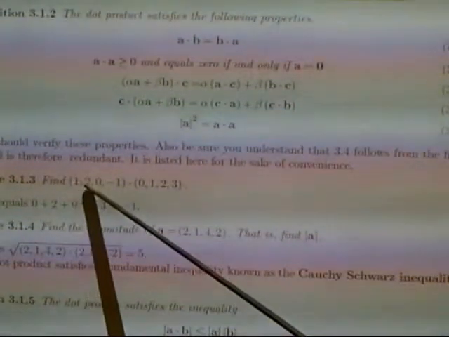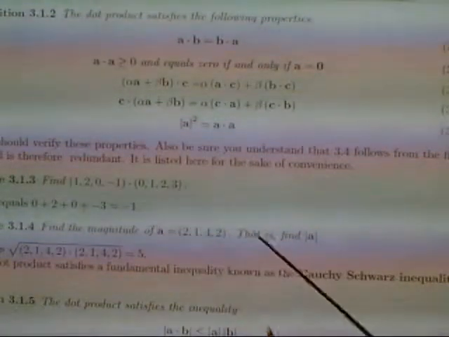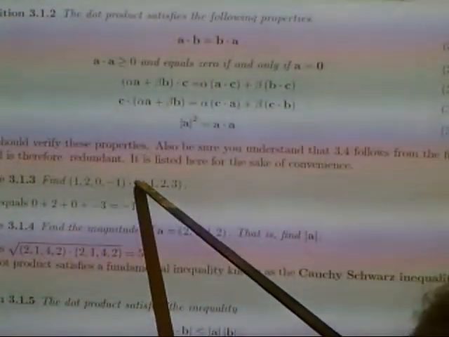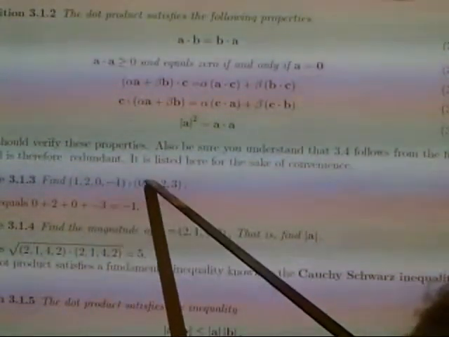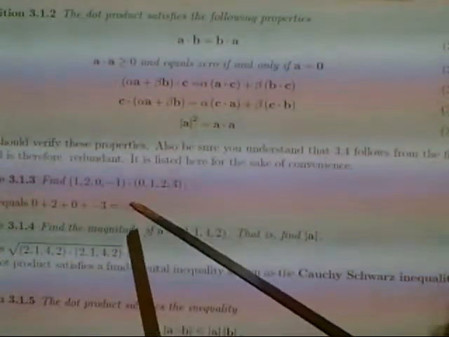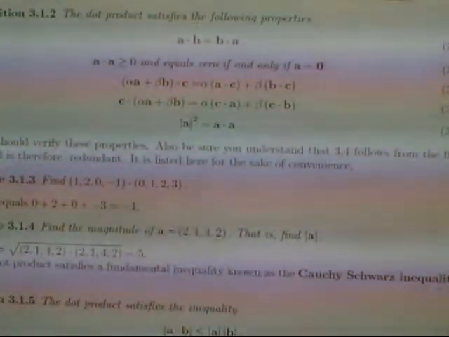If you see this, (1, 2, 0, minus 1) dot (0, 1, 2, 3), in this case you have to multiply 1 times 0, plus 2 times 1, plus 0 times 2, plus minus 1 times 3. So you get 0 plus 2 plus 0 minus 3. So you get minus 1.